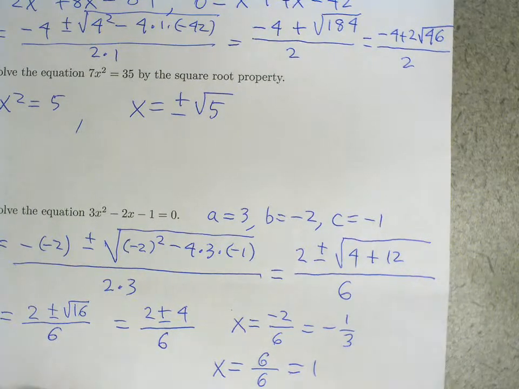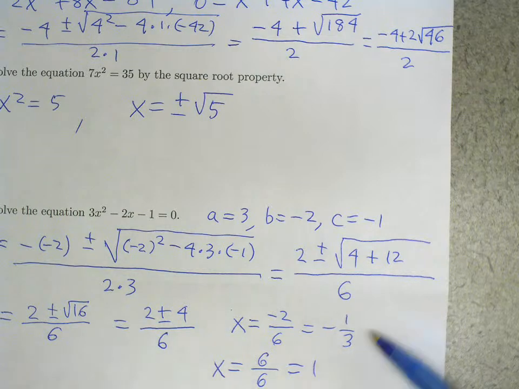Okay, so what this means is since the solutions are rational numbers, 1 is an integer, but integers are rational numbers. That just means that we could have solved by factoring. Okay, moving on.